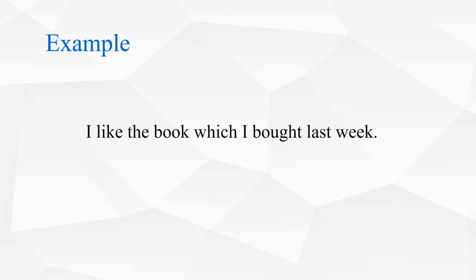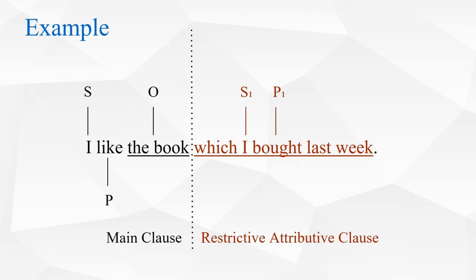I like the book which I bought last week. The part which I bought last week is the restrictive attributive clause used to modify the book. If omitted, we cannot know which book is referred to. If we analyze the sentence structure, we can find in the attributive clause the object of bought is lost. The relative pronoun which plays the role of objective.